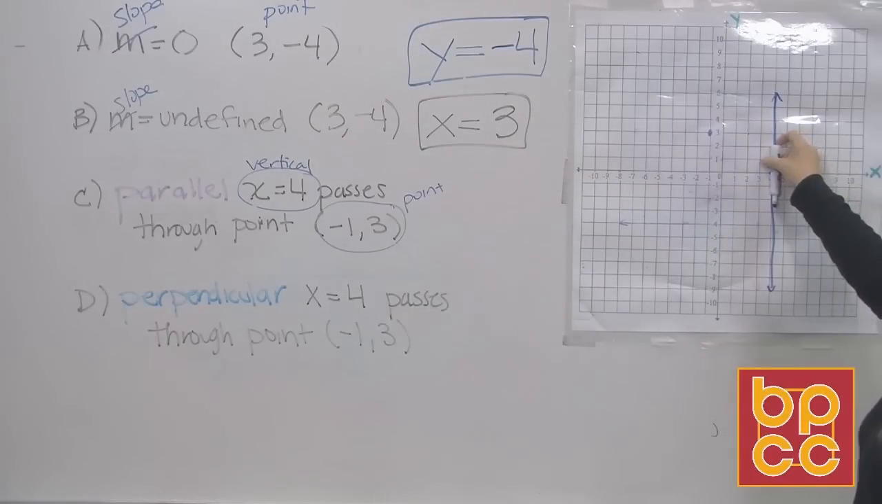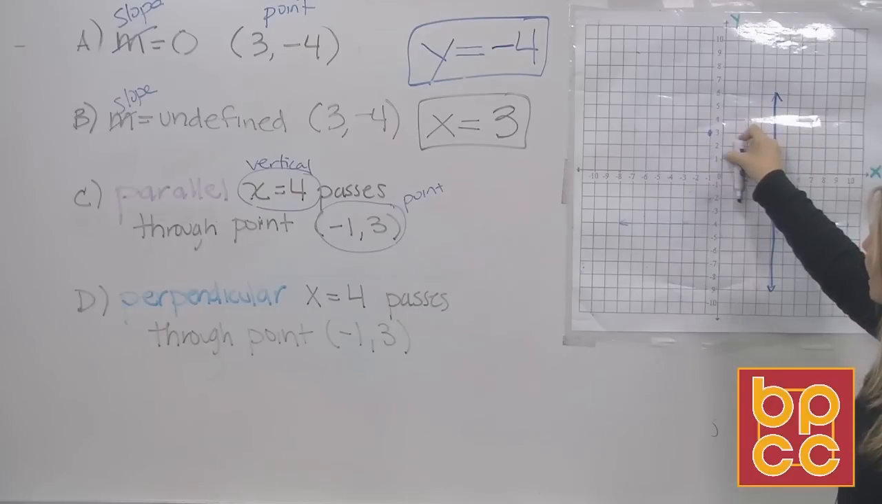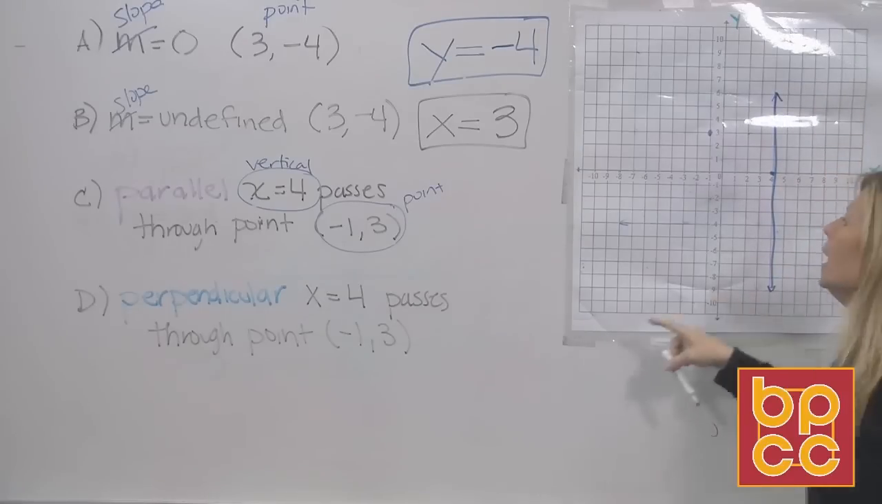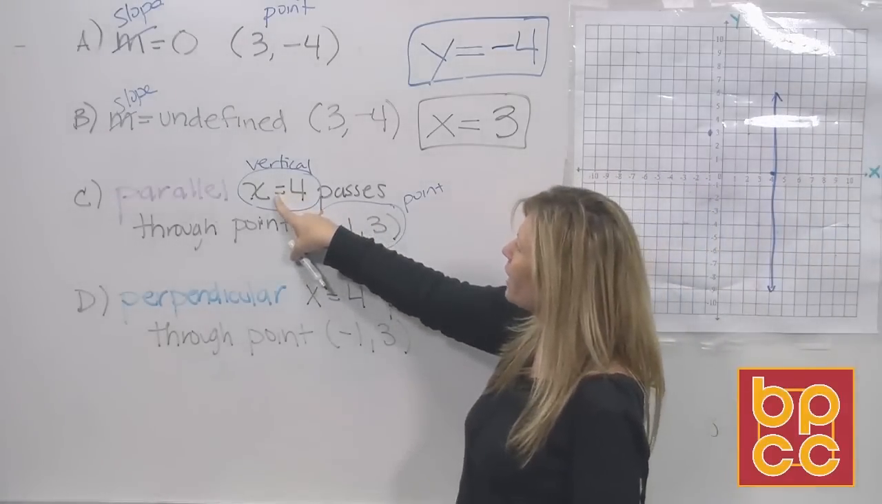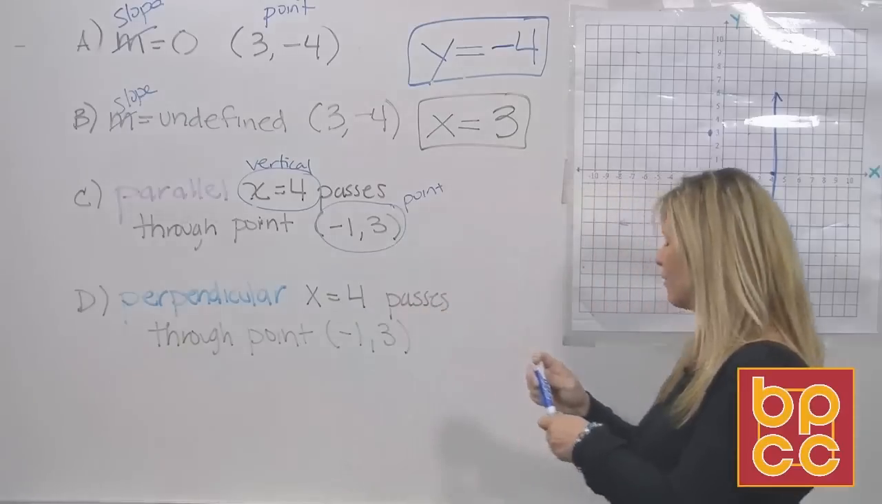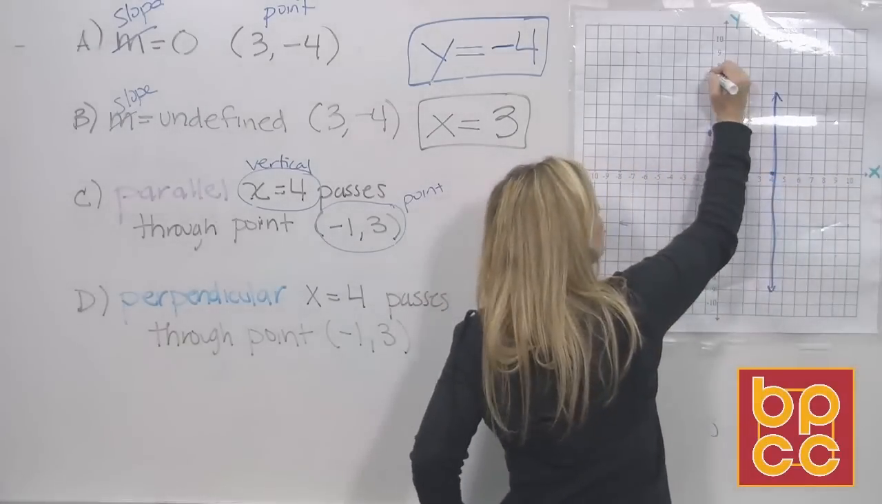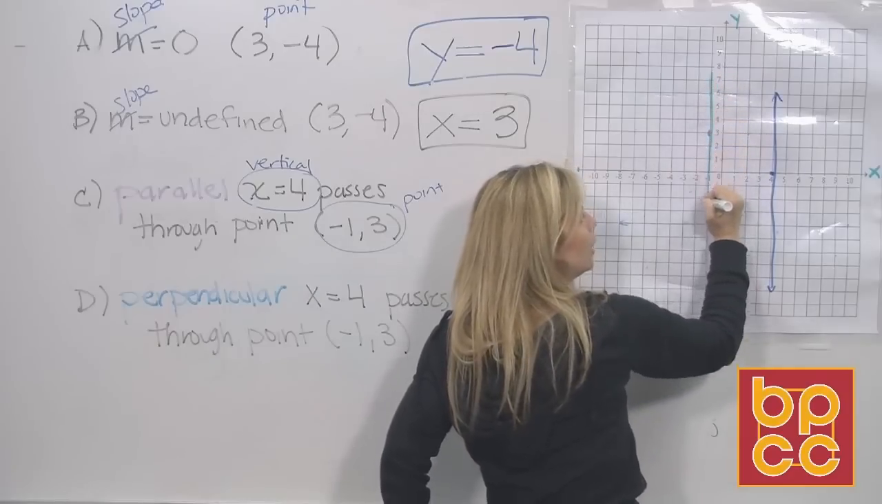Something parallel to it would be over here to the left, over here to the right. But it would also be a vertical line. Do you agree with that? If this is vertical, to be parallel, I'd also have to be vertical. Not only do I have to be parallel to it, I have to go through the point -1, 3, which means here's that point. They want you to draw this new line through that point.